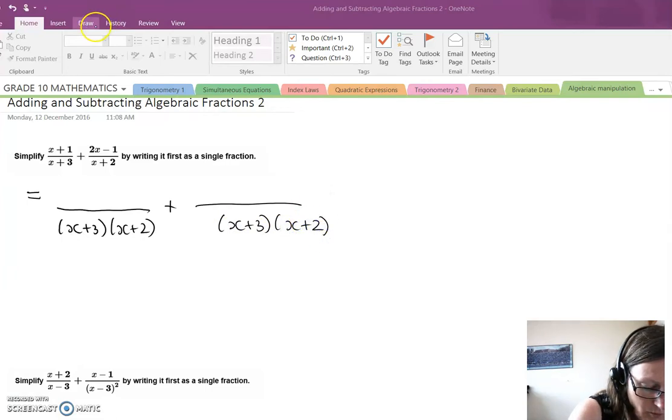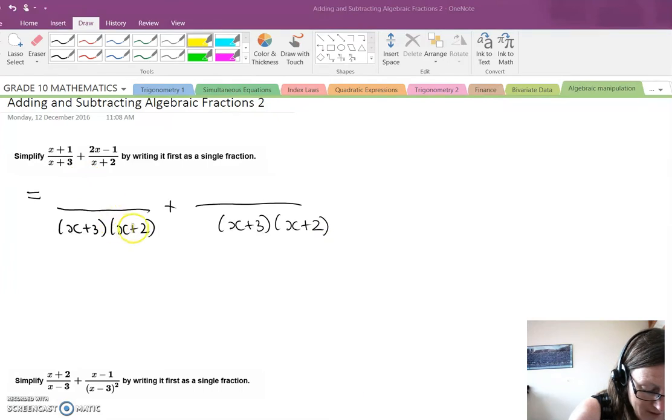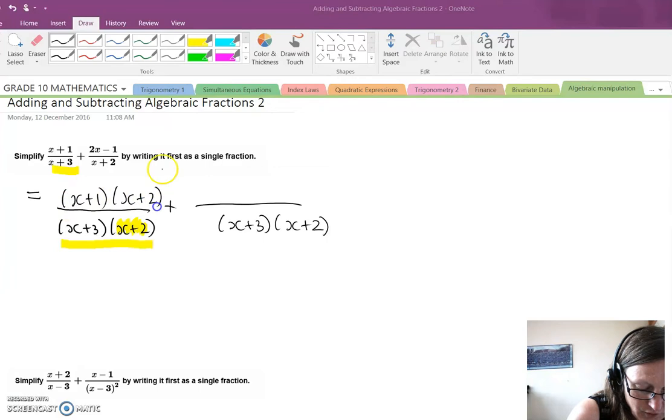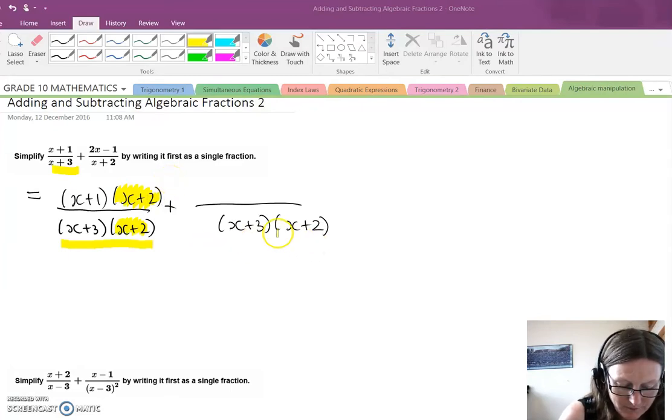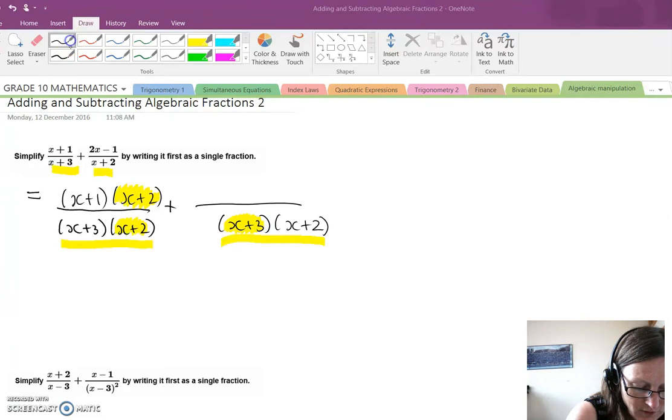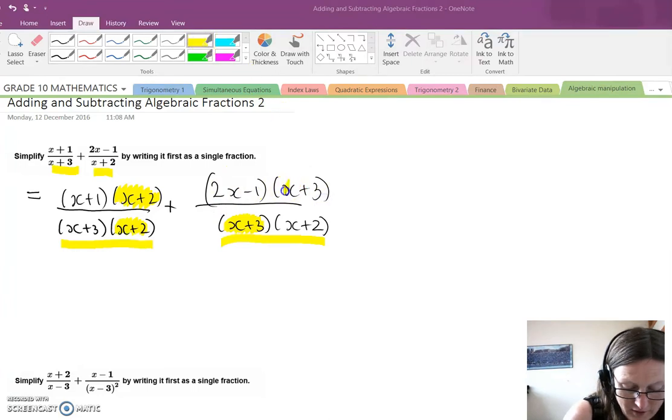Now, what I say to myself is, what is now here on the bottom of this fraction that was not here? And the answer is x plus 2. So we've put an x plus 2 on the bottom. That's okay. Let's put an x plus 2 on the top. So whatever we've done to the bottom, put an x plus 2, we need to do to the top. Let's look here. What is on the bottom here that was not here? And the example, it's x plus 3. So what we need to do is, on the top here, we need to put the same thing. We need to put an x plus 3. So whatever you've put on the bottom, you also put on the top.